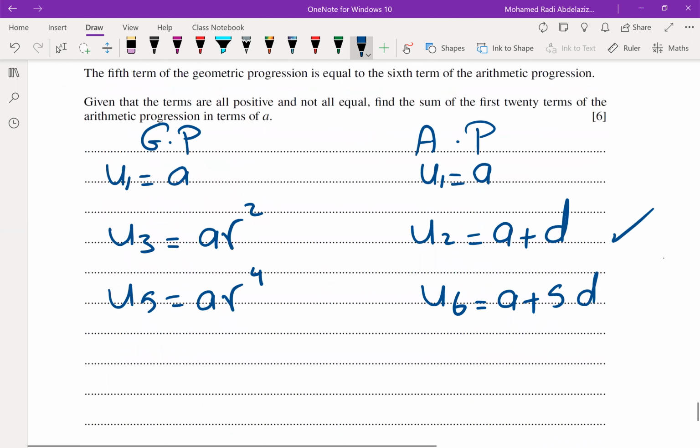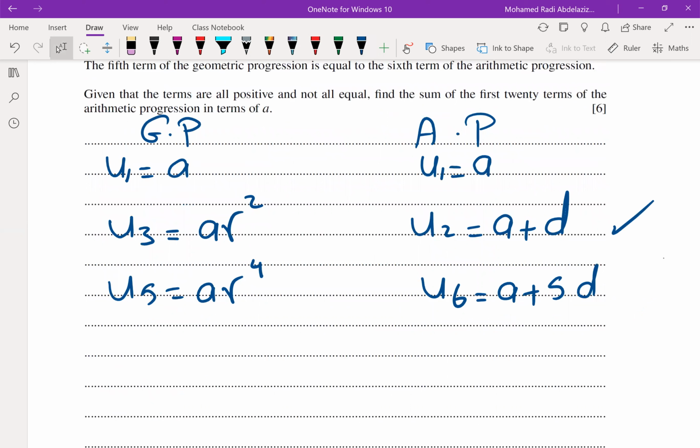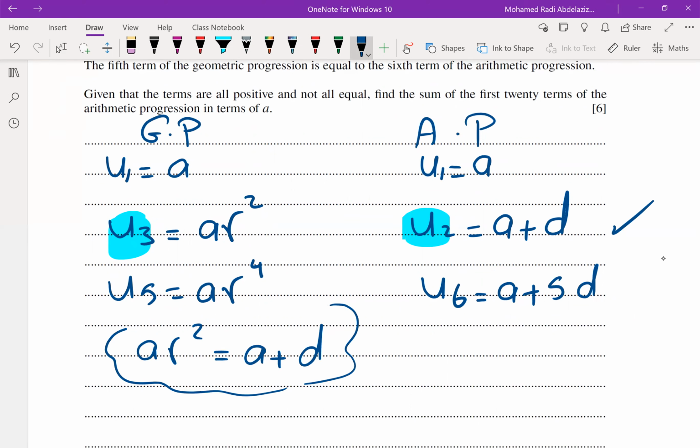Now we have information about arithmetic and geometric, the same first term. If we equate between U3 and U2 as it's written, the third term and second term are equal, you will get AR squared is equal to A plus D. This is a relation between AR and D. And if we equate also U5 is equal to U6, you will get another equation, AR to the power of 4 is equal to A plus 5D.